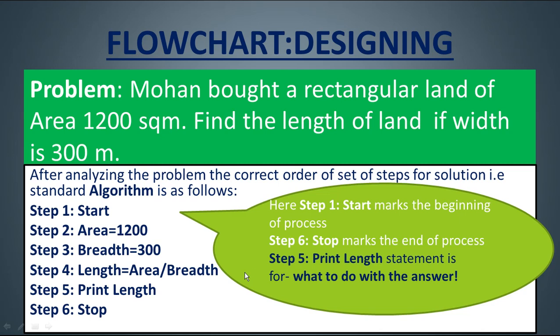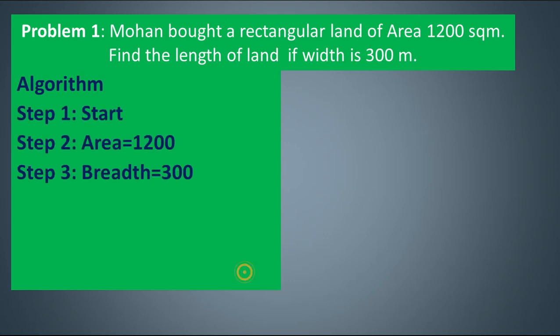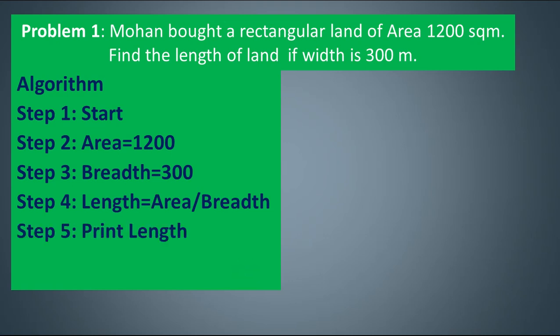So step 1 for marking the beginning, and step 6 for stopping, and print length means what to do with the value length, displaying the answer. So that we have already discussed in a number of steps. Now this is the same question that we will now use to form your flowchart. So this is your algorithm, and now using this algorithm, because it represents your logic, we will be converting these steps into a form of figures.